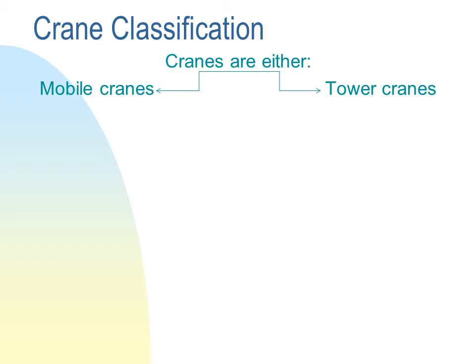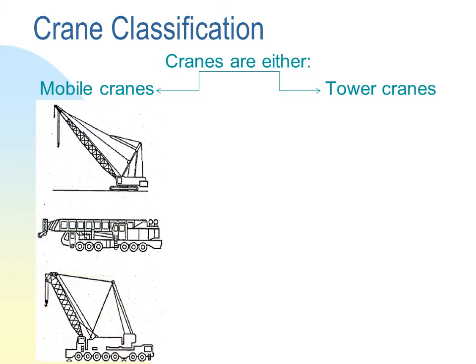So, to make a long story short, cranes are classified into either mobile cranes or tower cranes. Mobile cranes are either track mounted, truck mounted, or wheel mounted. The track mounted type is the one you could see up. The truck mounted is the one in the middle. The wheel mounted is the one at the bottom.